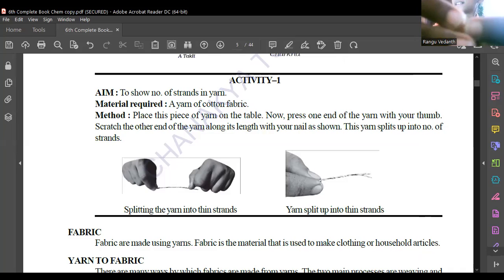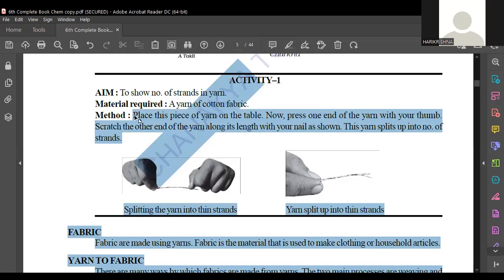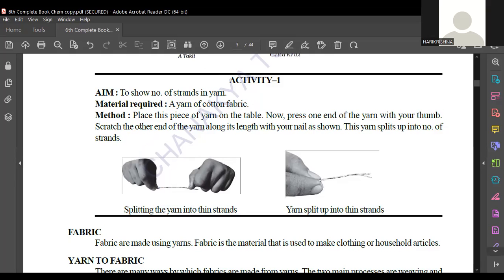Sir, should we do it now or is this our homework? You can do it now as an activity. No problem. After the class also is no problem. Whatever yarn you are taking from the piece of cloth, now place it on the table. Now press one end of the yarn with your thumb. One end you have to hold tightly.